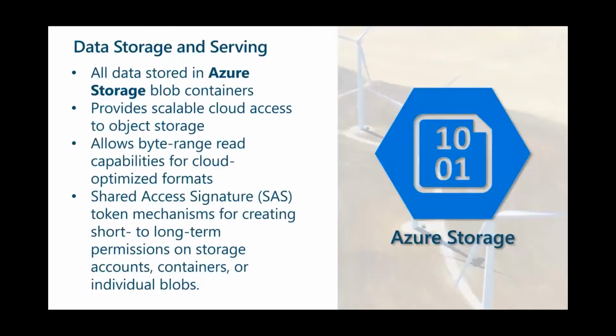And so today I really want to talk about just the parts of the cloud optimized, or the cloud native geospatial stack that we're using. It's a little bit of cloud native geospatial stack bingo. And it starts with the data storage and serving, right? So all of our data is stored in blob storage, in Azure Storage Blob containers, which provides scalable cloud access and allows the byte range read capabilities that are the linchpin for cloud optimized formats.